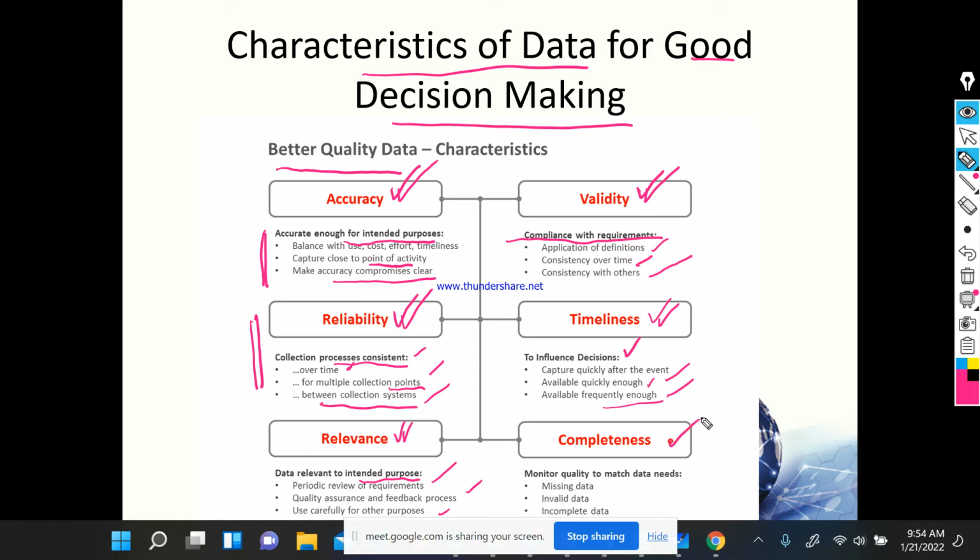And last but not the least is completeness. Completeness means you monitor quality to match the data needs: missing data, invalid data, incomplete data. Completeness of the data is also very important.